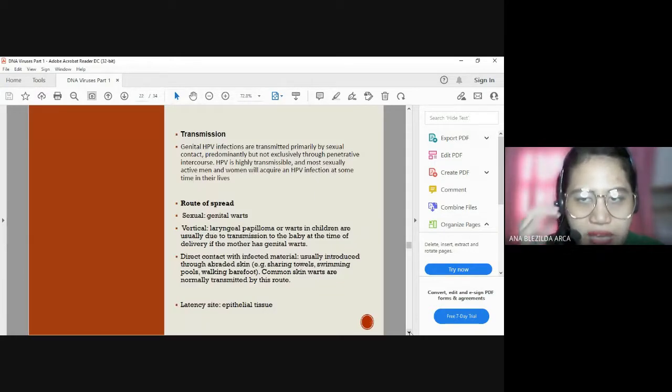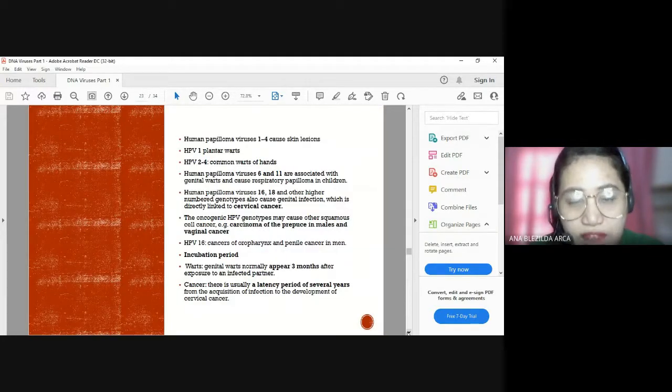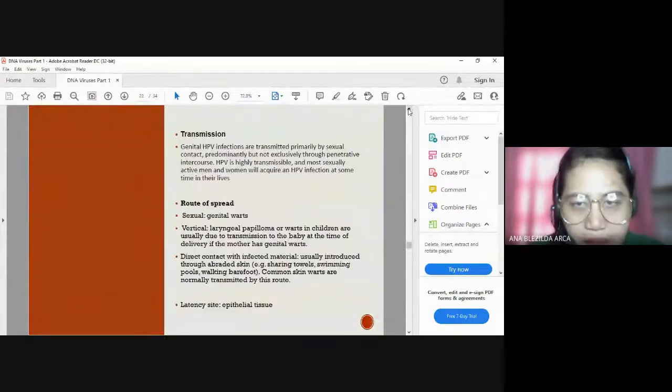So how you're going to get this one? Of course, sexual transmission yan. Yung mga genital HPV. Kasi maraming klase ng papillomavirus infection. Meron kasi sa balat lang. Tulad yan, yung mga warts, di ba? Kapag mga warts lang, makukuha mo yan through direct contact with contaminated materials like sharing of towels, di ba? Nanghihiram ka ng mga tuwalya. Yun, pwede mo makuha yan.